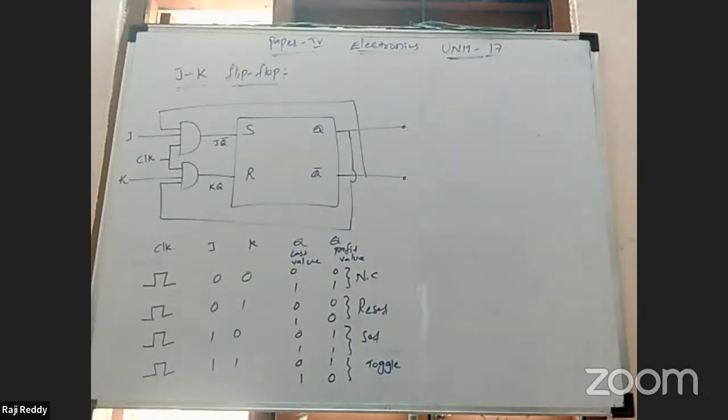Similarly, next one, JK master slave flip-flop. It means the output value is connected as feedback to the input. That is called the master slave JK flip-flop condition. That is also important. We'll see that diagram.